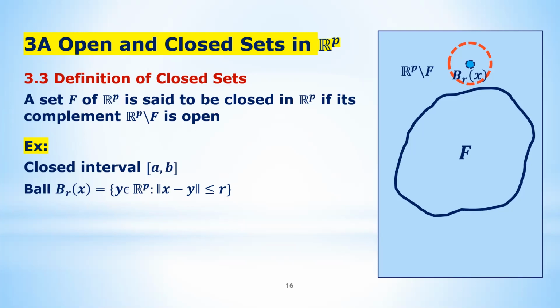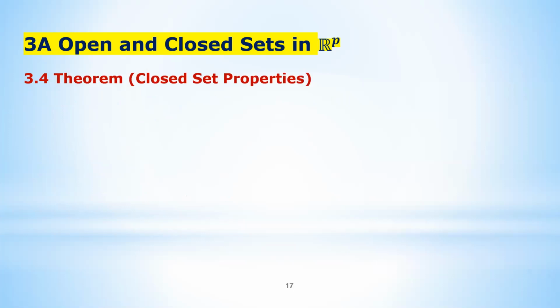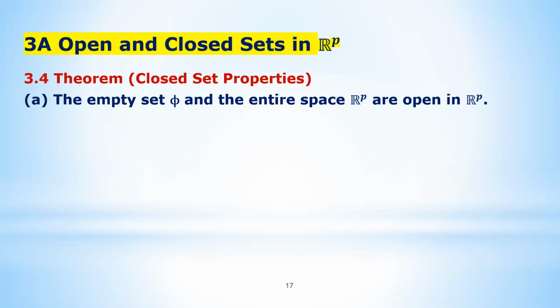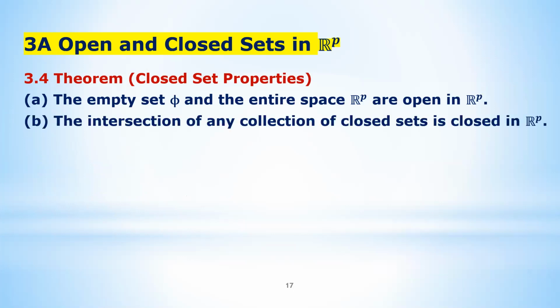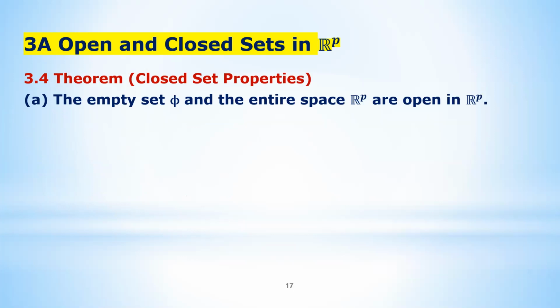Now here we are going to talk about a similar theorem about closed sets. It's called closed set properties. So it's the same thing, similar. Here I have a typo I can see already. Part A is saying that both the empty set and the entire space are closed, not open. So I should make a correction here. Previously we saw that the empty set and the whole space are open. Now I can say that the empty set and the whole space are closed.